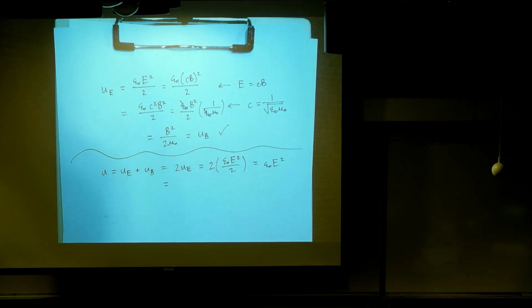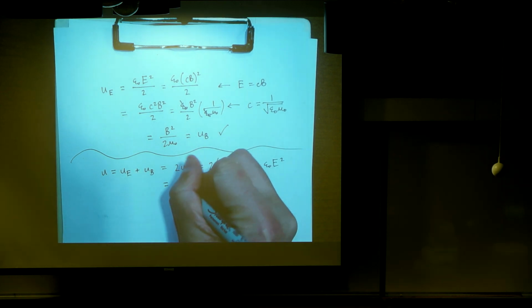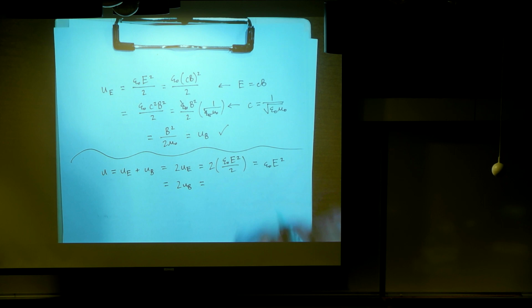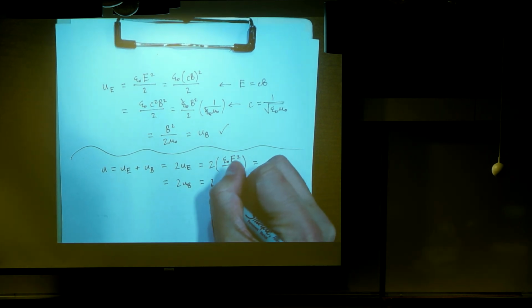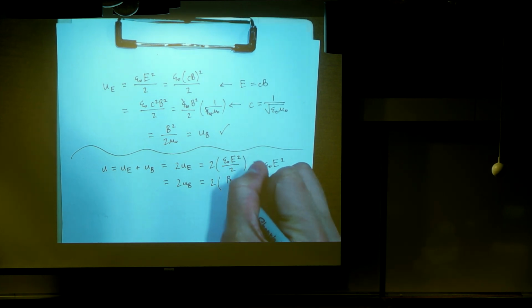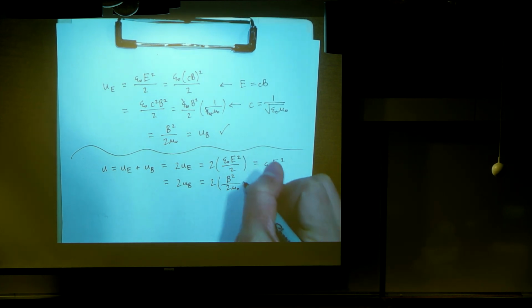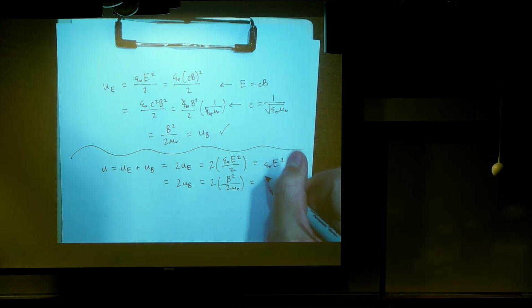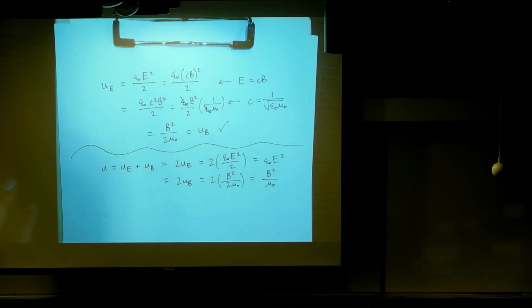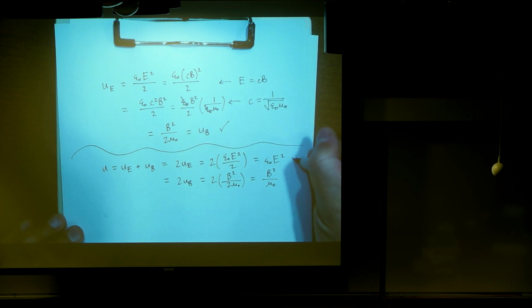But another way I could think about this is, well, if these are the same thing, I could just write it as 2 times U_B. That would work as well, because I have two of the same term. So in that case, what I would have is 2 times B squared divided by 2 mu naught. Get rid of the 2, and what's that? B squared divided by mu naught, like this. So that is an equivalent way of writing it. So these are two expressions. I'm going to show you just one more way of writing this.